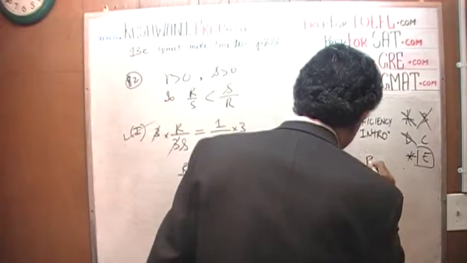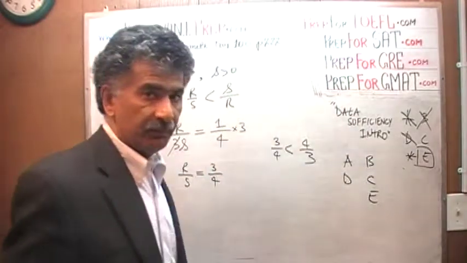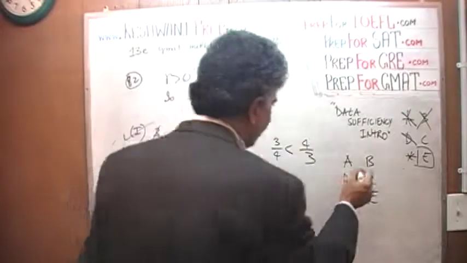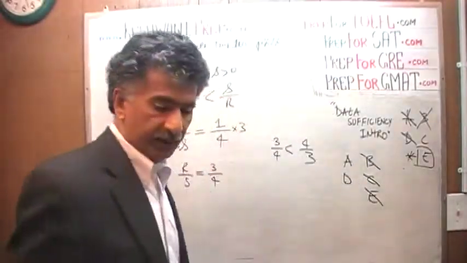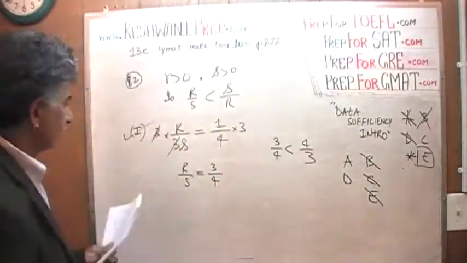A, D, B, C, E. Since the first statement by itself is enough, the answer cannot be B, C, or E. It will have to be either A or D. Let's look at the second statement.